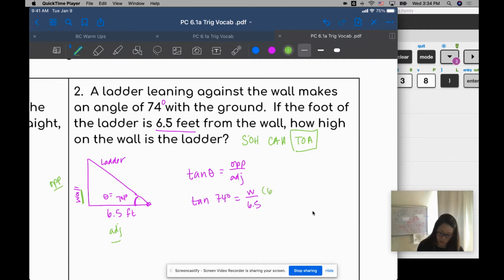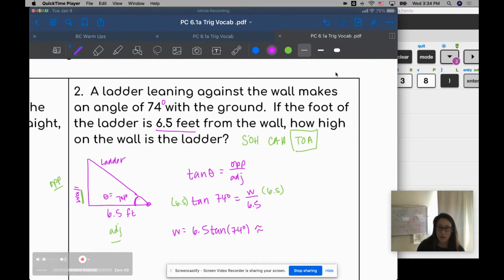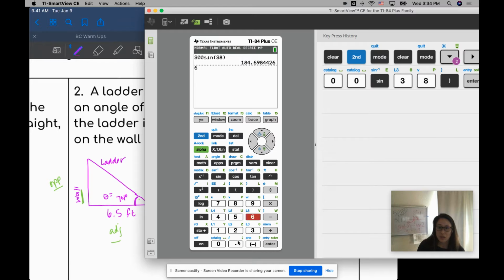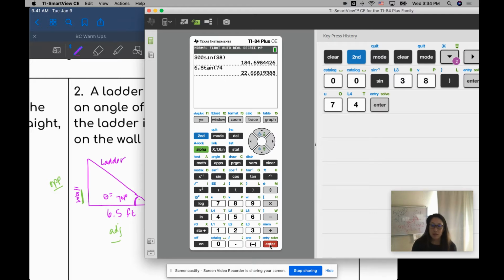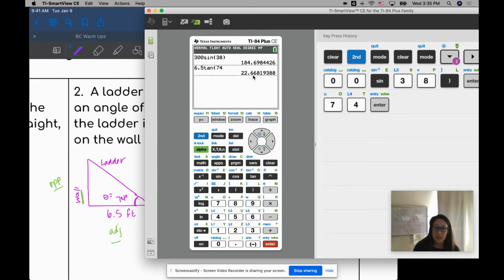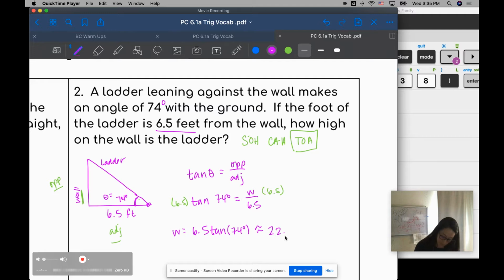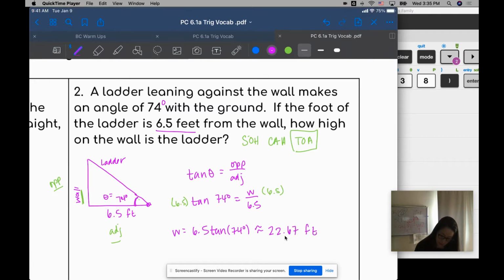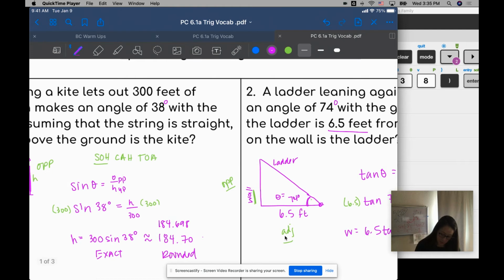Okay, to isolate the length of the wall, we multiply both sides by 6.5. So I get an exact value of 6.5 times the tangent of 74 degrees. And that is about equal to, and we'll go ahead and grab our calculator, 6.5 times the tangent of 74 degrees. Gives me 22.668, and the 668 rounds to 22.7. And I forgot my units, so feet. Okay, so I should have written feet on the last one.